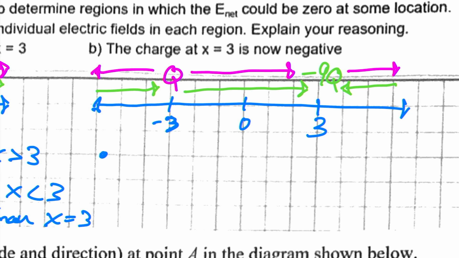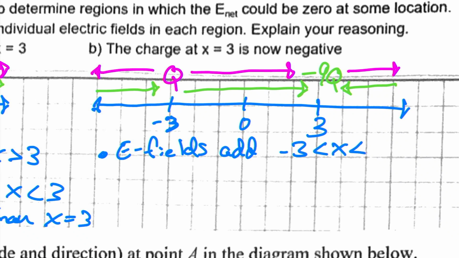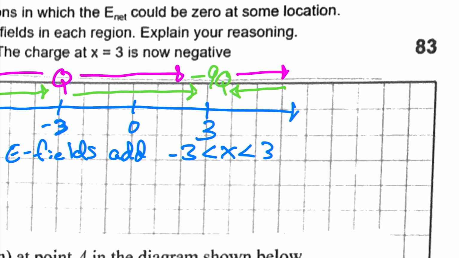Well, we have that the electric field will add between -3 and +3, so it's not going to equal 0 in that region because they add together because they are facing the same direction. What about out here, over on the right? Well, over here, they do subtract, they will cancel, but we're always going to be closer to the larger charge.